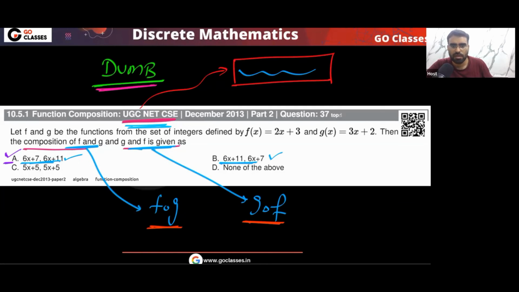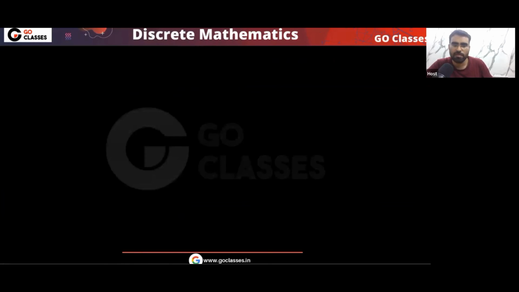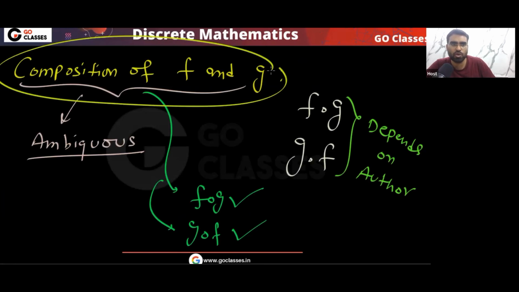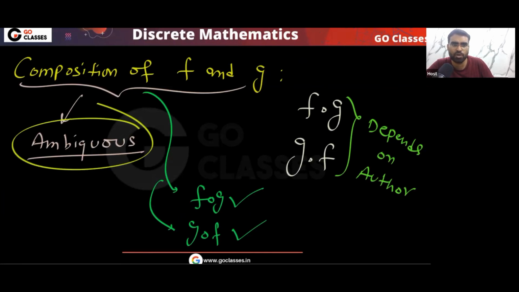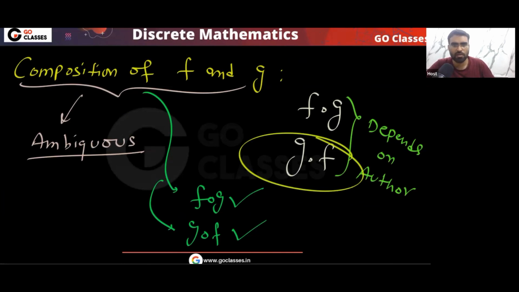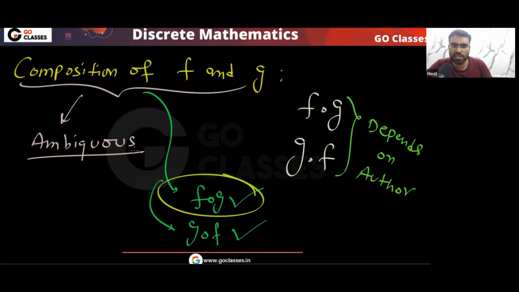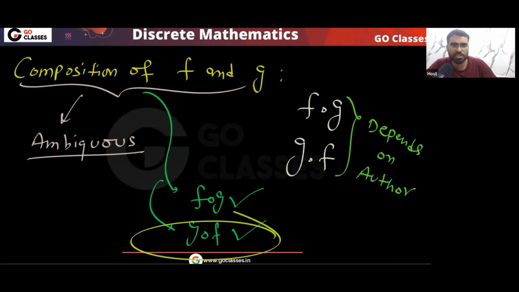Now, is this clear? Please tell me, is this point clear, that the statement composition of F and G is ambiguous? It can mean FOG, it can mean GOF, that will depend on the author. If you are thinking it is FOG, that is also fine. If you are thinking it is GOF, that is also fine. Is this point clear? Please tell me.